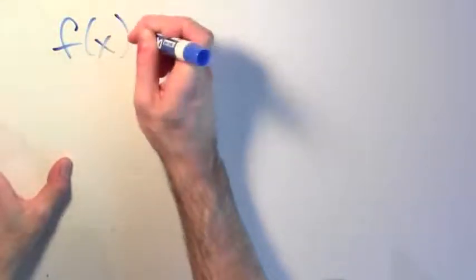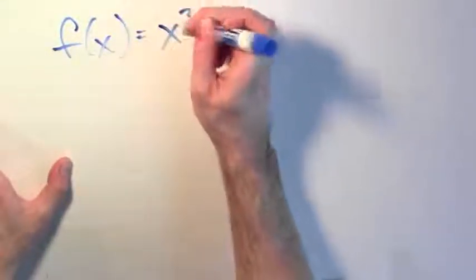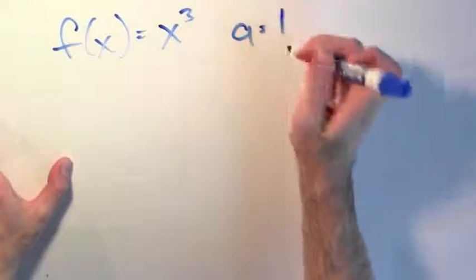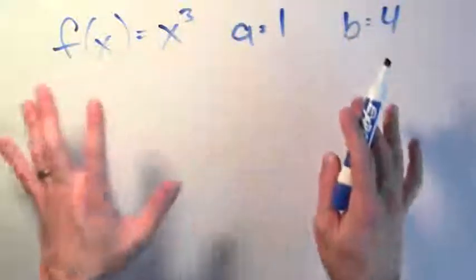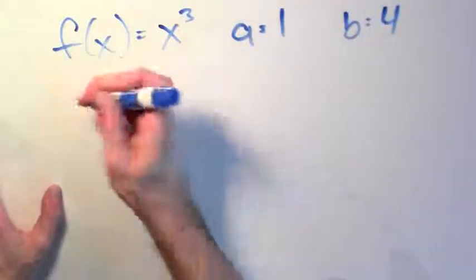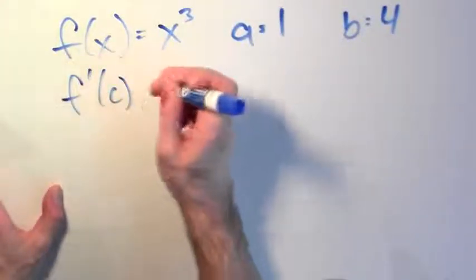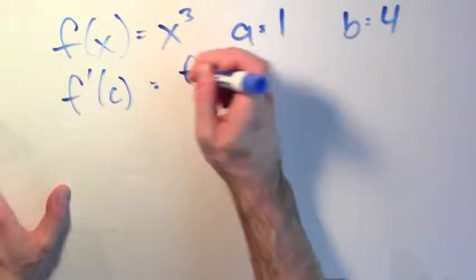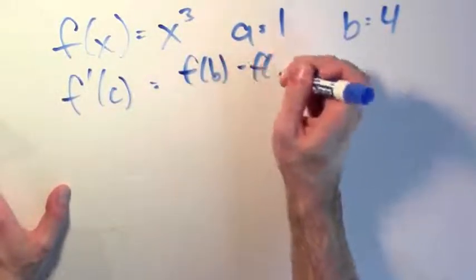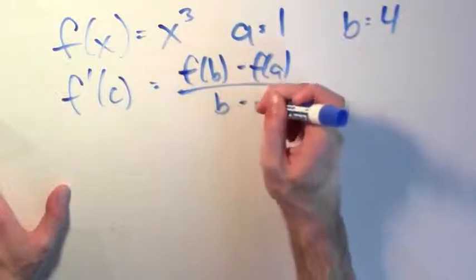So let's do an example. I'll have f of x, I'm just making up some example, it'll be x cubed, and it'll be on the interval where a equals 1 and b equals 4. So really, what I'm trying to do is find some point c so that the derivative of the function at the point c is f of b minus f of a over b minus a.